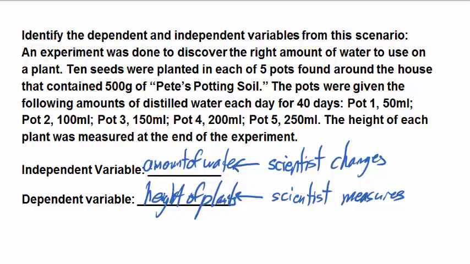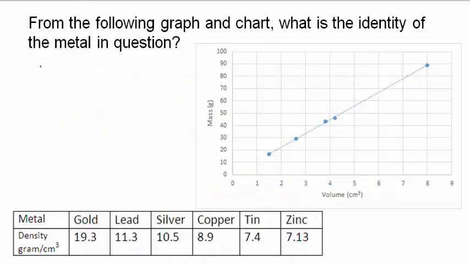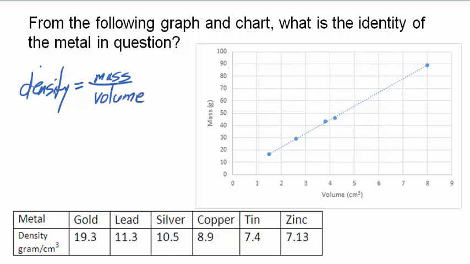Okay, the last question here, number 9. From the following graph and chart, what is the identity of the metal in question? From the density lab and the post-lab questions, you're supposed to have learned that density is mass divided by volume. So you notice you have a straight line, and in this lab you're supposed to have generated a straight line for your data. It's okay if it wasn't, but ideally it should turn out this way.